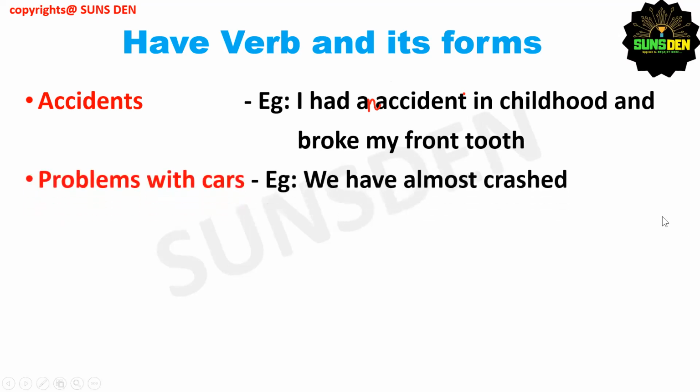Moving down, we have problems with cars. If you have your car and your car broke down, at that time you can use have verb. Example, we have almost crashed. So here crashed means you have bumped into the other car which is in the front. Okay, you had an accident. So here, just because of the word almost, you are at the edge of having an accident, but you are saved. Okay, so you have almost crashed.